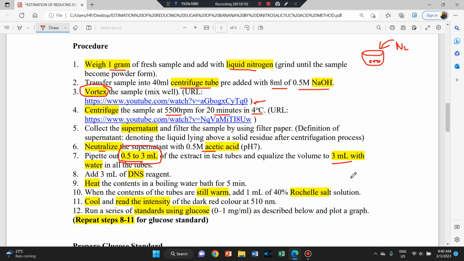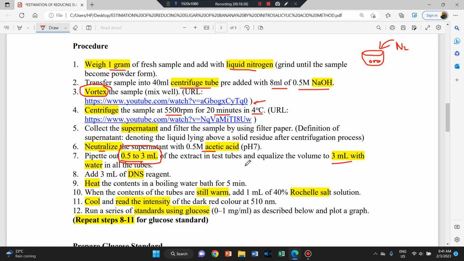If you take 1.5, you add 1.5 ml of water. So the supernatant needs to be mixed with water, and the total will be 3 ml overall. Here there is actually some dilution, so be careful. Later, once you determine the concentration using the standard curve, don't forget the dilution factor, which needs to be multiplied to the answer.